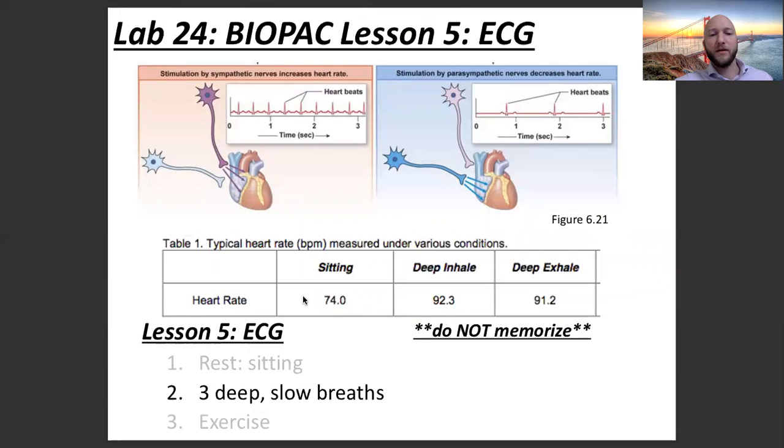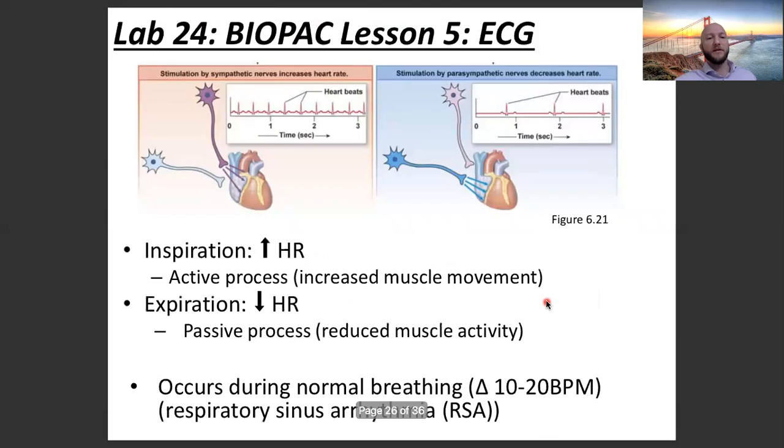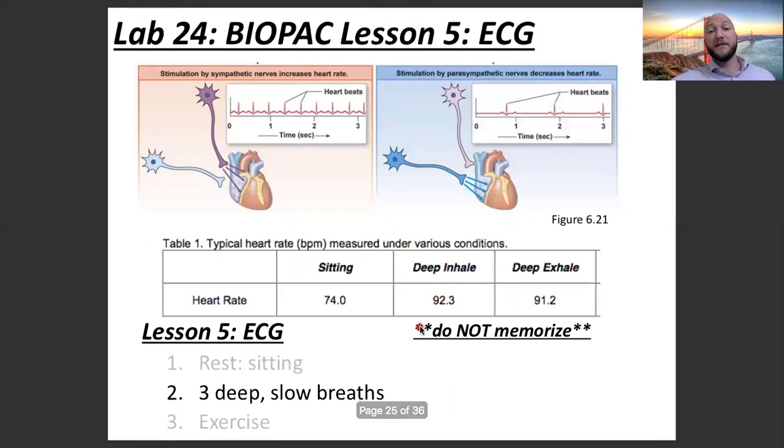So let's look at the heart rate for each of these parts. In sitting and resting, 74 beats per minute. With a deep inhale, it goes up. And then as we exhale, it goes down. Why might heart rate go up during the inhalation and go down during exhale? Why might heart rate change while we're breathing?